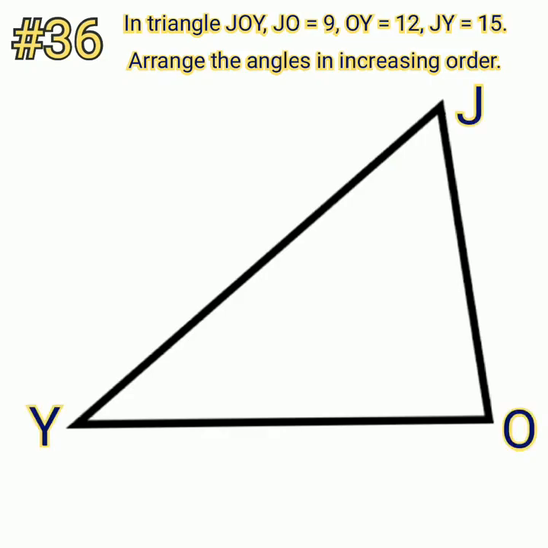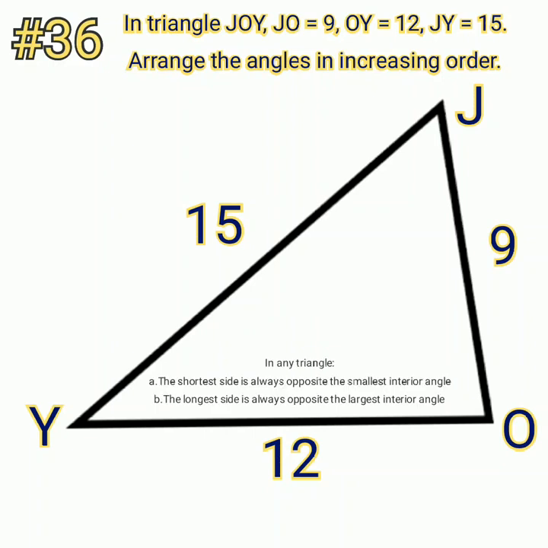Triangle JOY: JO is 9, OY is 12, JY is 15. Arrange the angles in increasing order. Remember this rule. In any triangle, the shortest side is always opposite the smallest interior angle, and the longest side is always opposite the largest interior angle. If we arrange it in increasing order, angle Y is the smallest angle since it is opposite the shortest side. The second angle is angle J and the largest angle is angle O since it is the opposite angle of the longest side, JY.